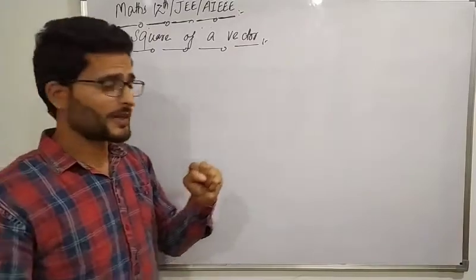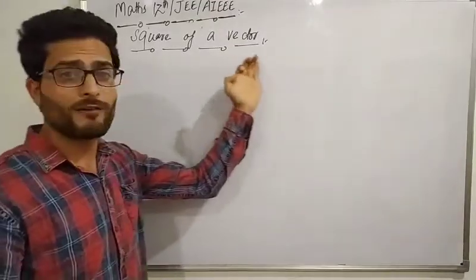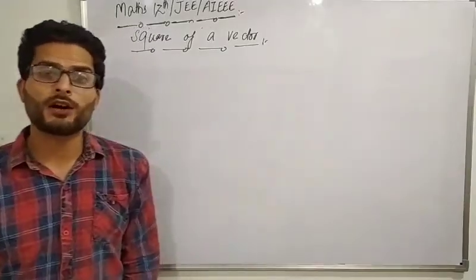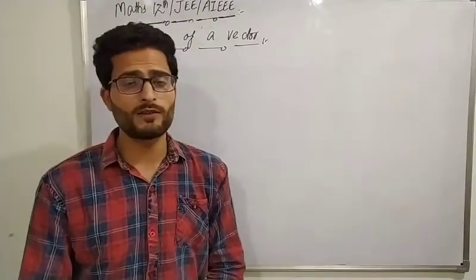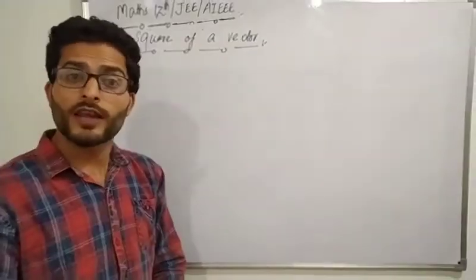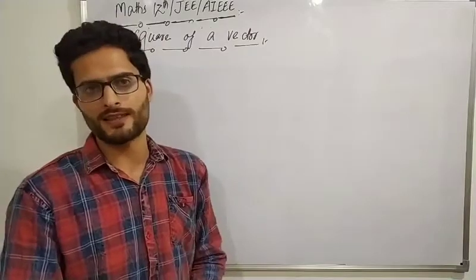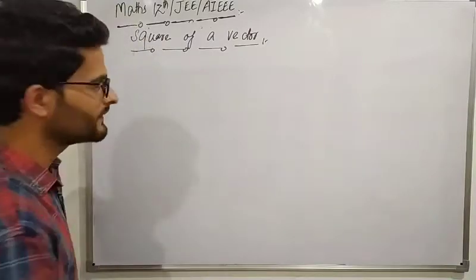Now next we have the concept of square of a vector. एक वेक्टर का स्क्वायर क्या होता है? एक छोटी सी डेफिनेशन है, इंपॉर्टेंट वन है. तो स्क्वायर ऑफ ए वेक्टर क्या होता है? एक वेक्टर का स्क्वायर हम कैसे करते हैं? तो कैसे करते हैं? फर्स्ट यू मे हैव द डेफिनेशन.